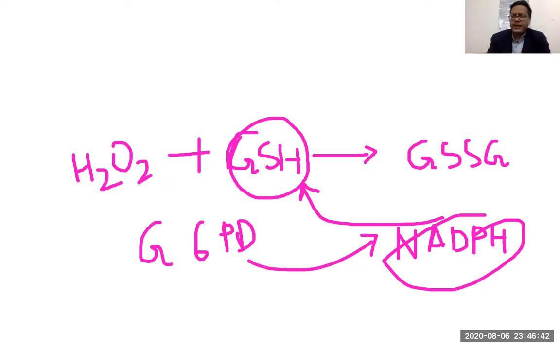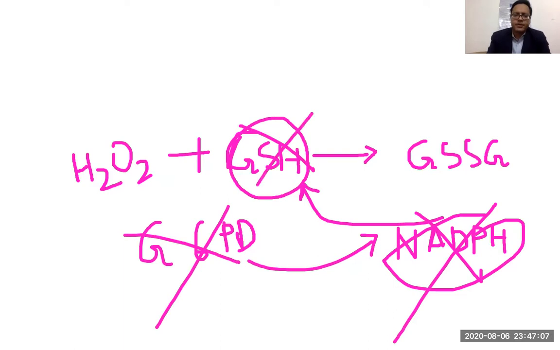And more importantly, as I mentioned, the sole source of NADPH in the RBC is this hexose monophosphate pathway involving G6PD. So if it is deficient, definitely they don't have NADPH. When they don't have G6PD, they cannot produce NADPH, and they cannot produce reduced glutathione. When they cannot produce reduced glutathione, obviously what would happen? These free radicals would damage the RBC membrane.